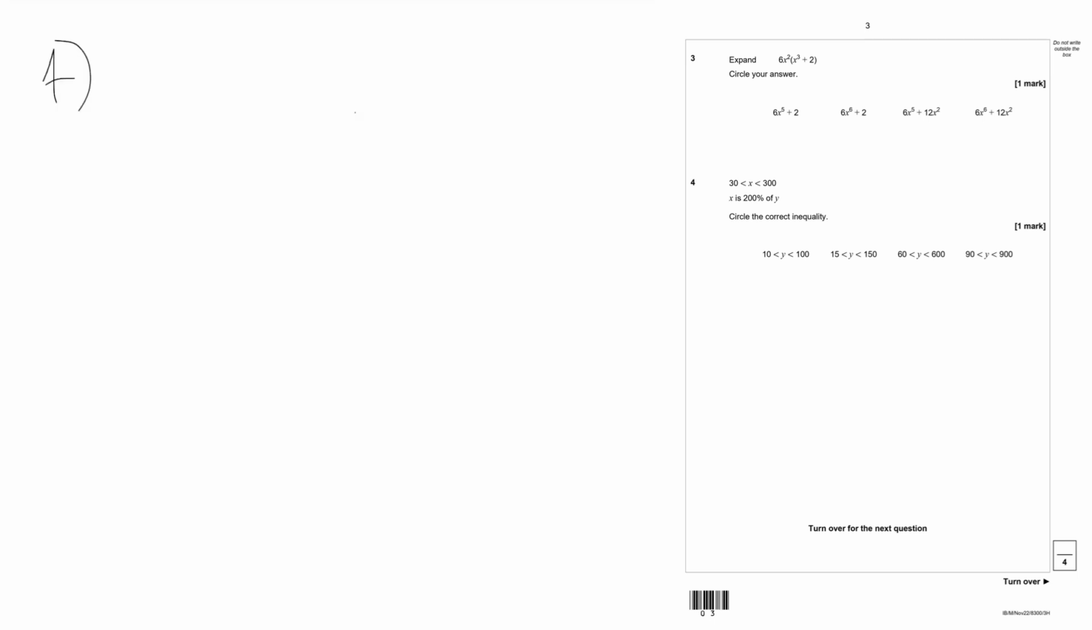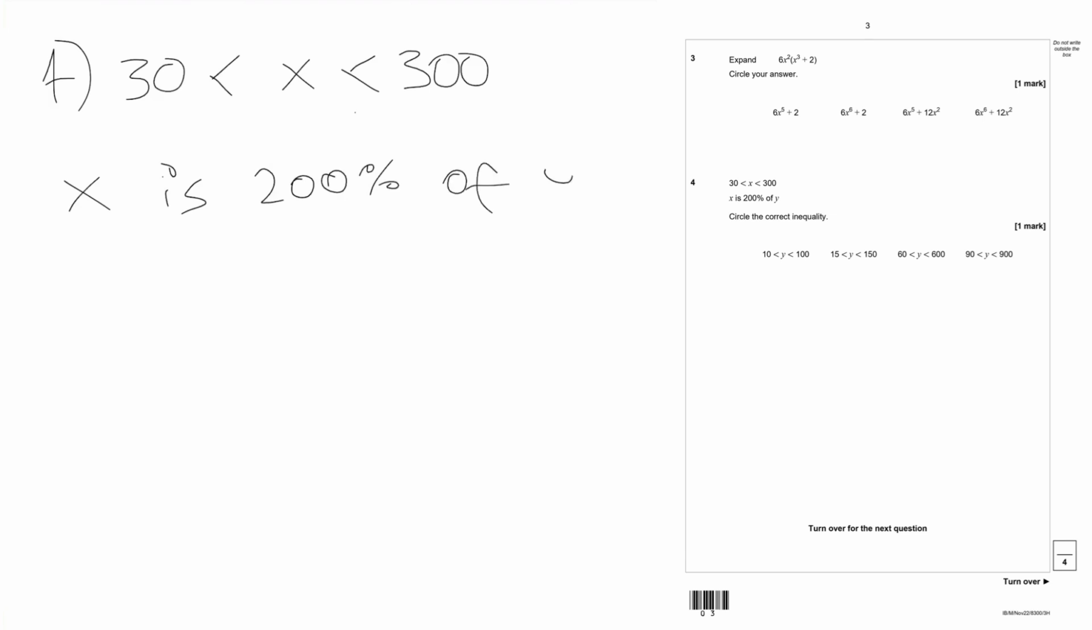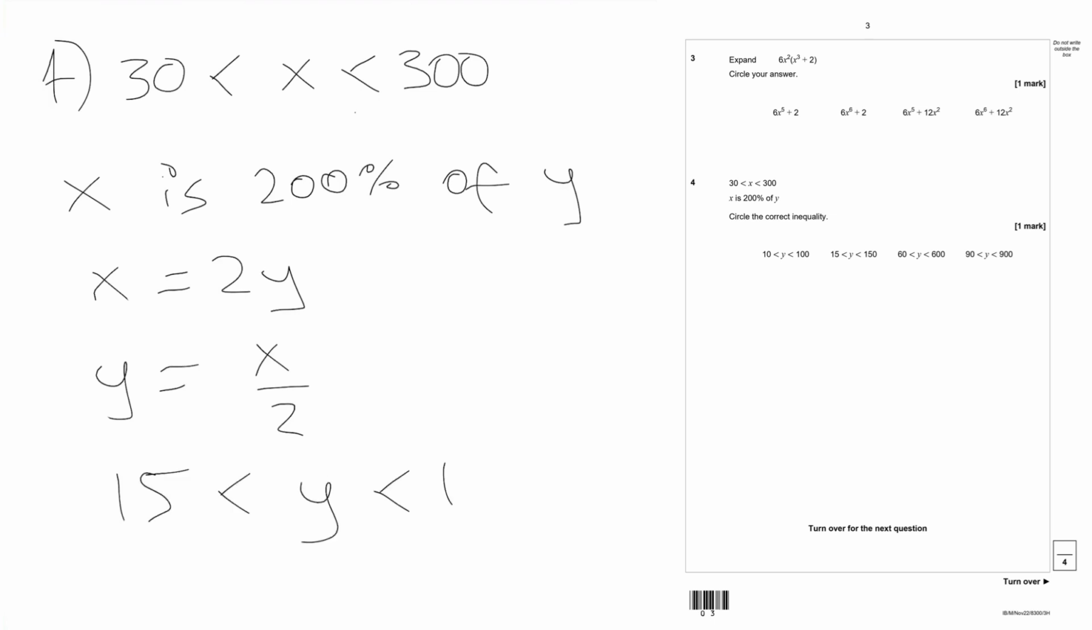So moving on to question 4, and we're told that x is greater than 30 and less than 300. We're also given this piece of information that x is 200% of y. Now the key thing to note here is that x is 2y. So what this means is that y is half of x, and therefore we just need to divide each of the inequalities by 2. So we have that y is greater than 15 and less than 150.